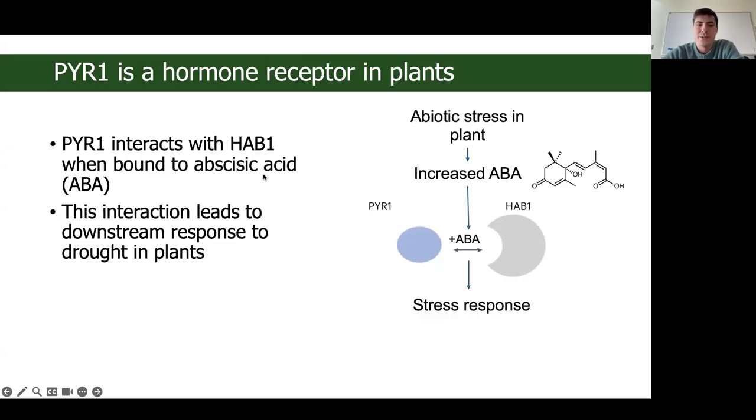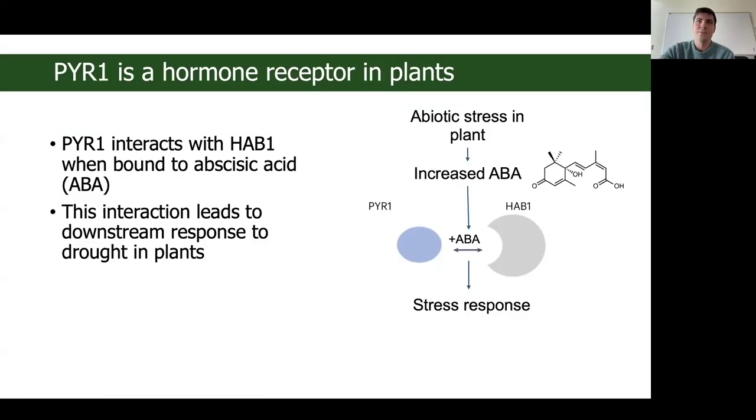PYL1 is this really cool receptor that comes from plants. It senses a small molecule called abscisic acid, or ABA. You can see the structure here. In plants, when a plant has some form of abiotic stress, it will increase production of this abscisic acid. PYL1 as a receptor binds to abscisic acid, but upon binding to that target ligand, it induces a chemically induced dimerization event with partner proteins.